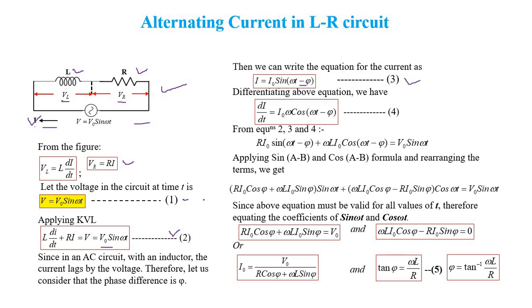Now you can see in equation number 2, we have to find out the value of di by dt. So differentiating equation number 3 with respect to t, we will get di by dt is equal to I0 omega cos(omega t minus phi). Let it be equation number 4.